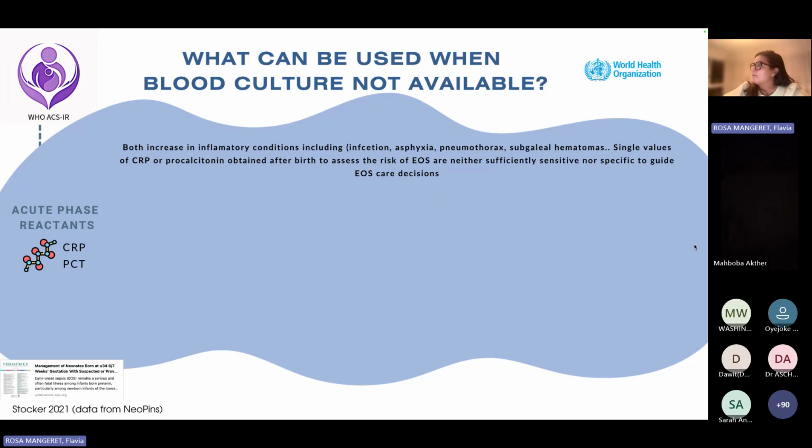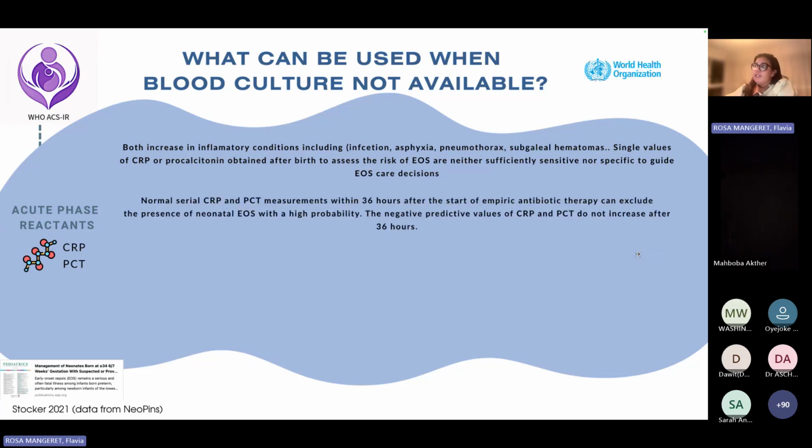Now, normal serial CRP or PCT measurements within the first 36 hours after they start antibiotic therapy can exclude the presence of early onset sepsis with a high probability. So it's a possibility where you don't have a blood culture and you have serial CRP, for example, that is negative in a baby that is well. Of course, if the baby is sick, there is always a risk, but in a baby that is well, the negative predictive value is very, very high. So it's a very low probability that a baby would be infected with negative serial CRP.